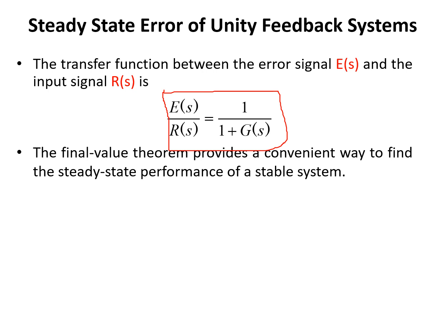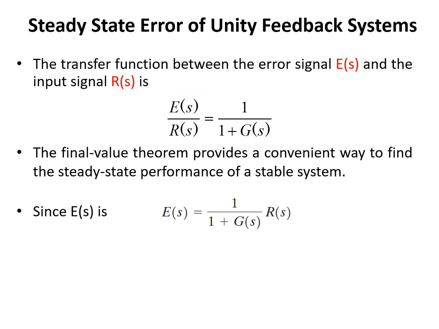Now using the final value theorem, we will try to evaluate the error signal value here. Since you have E(s)/R(s) equal to 1 divided by 1 plus G(s), if I cross multiply my R(s) here, E(s) can be written as 1 divided by 1 plus G(s) into R(s). The final value theorem provides a convenient way to find the steady state error performance of any stable system, which we'll be applying now.